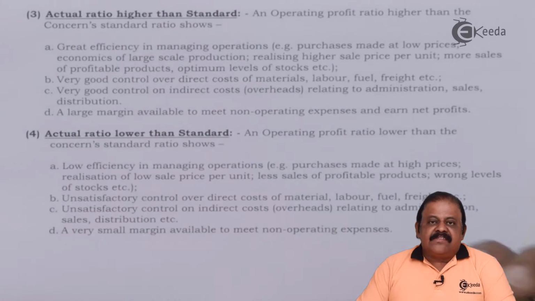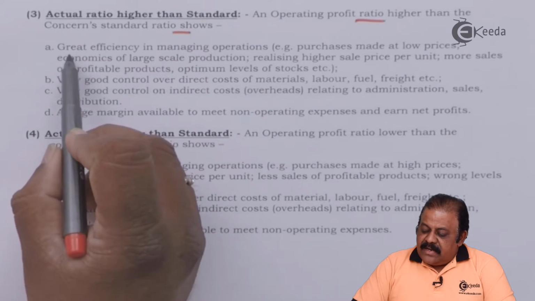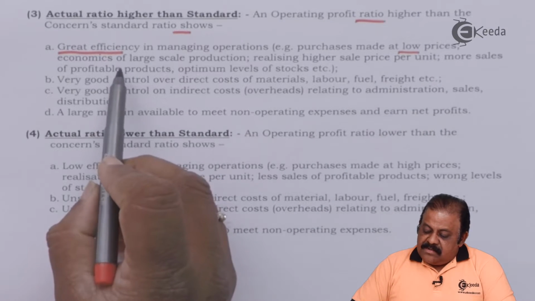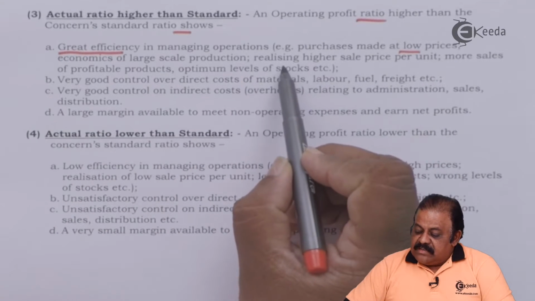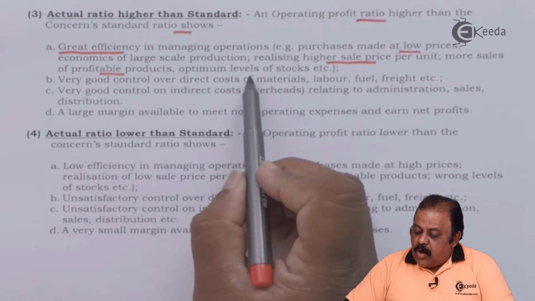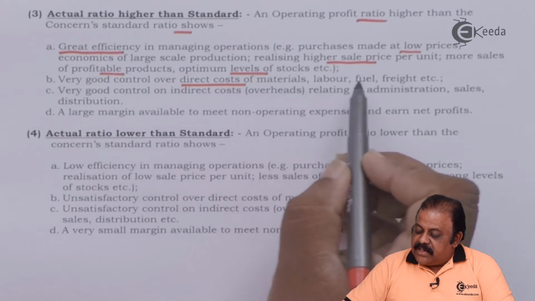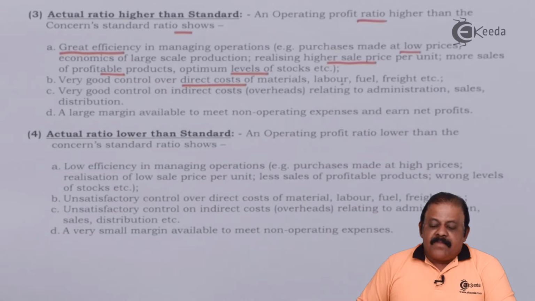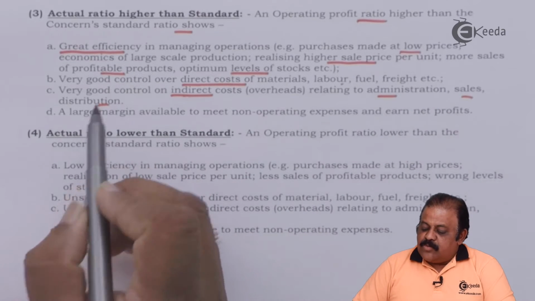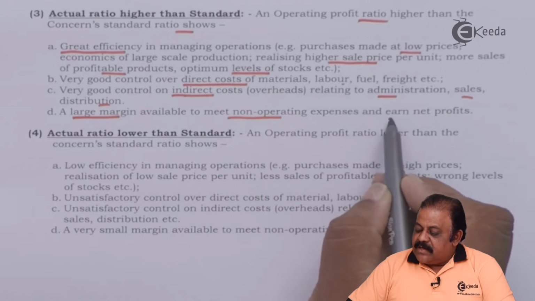Actual ratio higher than the standard. An operating profit ratio higher than the standard indicates great efficiency in managing operations. For example: purchases made at low prices, economies of large scale production, realizing higher sale price per unit, more sales of profitable products, optimum level of stocks, etc. Very good control over direct cost of material, labor, fuel, freight, etc. Very good control on indirect cost overheads relating to administration, sales, distribution. A large margin available to meet non-operating expenses and for net profit.